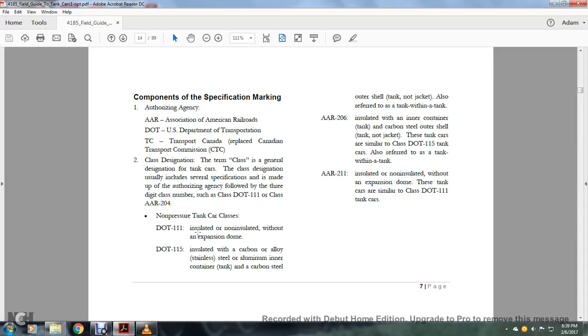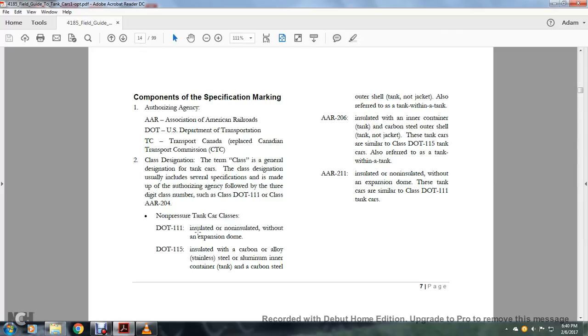Components of specification marking: authorizing agency, Association of American Railroads, Department of Transportation, U.S. Department of Transportation, and the TC, Transport Canada, which replaced the Canadian Transport Commission. Class designation: the term class is generally designated for the tank cars. The class designation, usually individual, will include several specifications made with the authorizing agent, followed by the 3-digit class number, which is class DOT 11, class AAR 204.